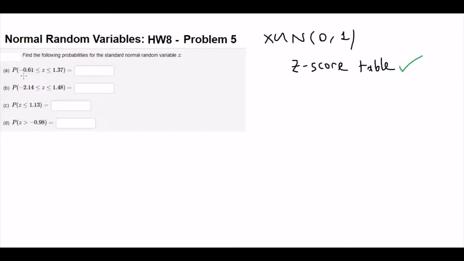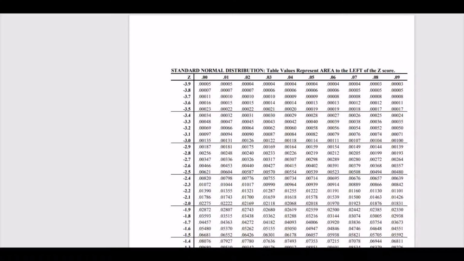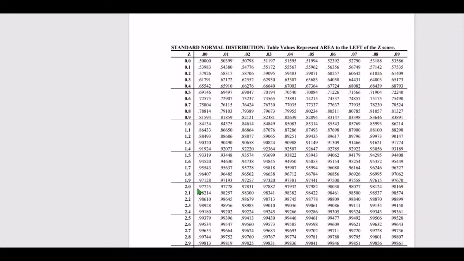In part A, it's asking for the probability that z is between negative 0.61 and 1.37. That means the probability that z is less than 1.37 minus the probability that z is less than negative 0.61. If we go to our z-score table, first let's write down the probability that z is less than 1.37 minus the probability that z is less than negative 0.61. So we need to find these values. First we go to positive 1.3. We found 1.3 here, and then we go to 0.07 here. So that is the probability for 1.37: 0.9146.